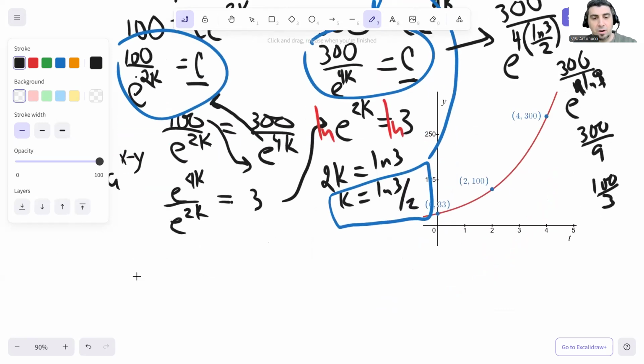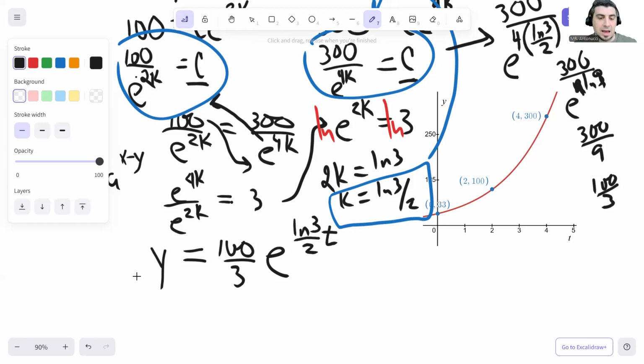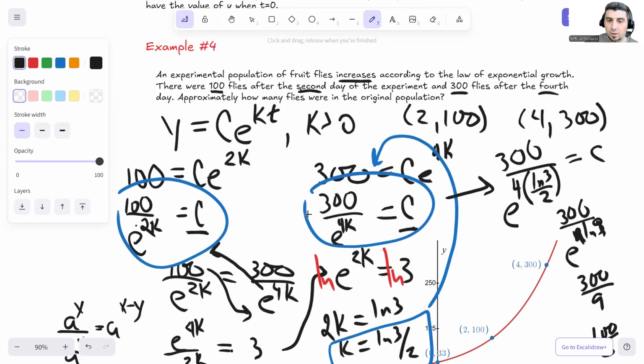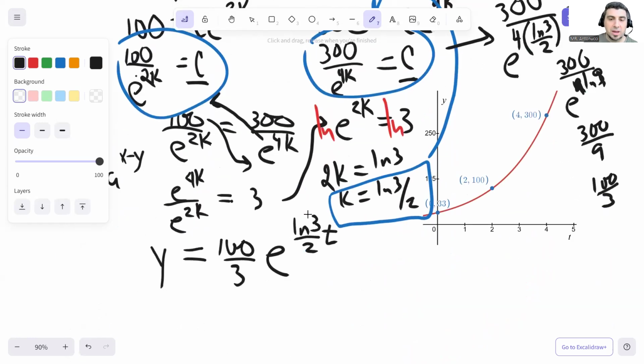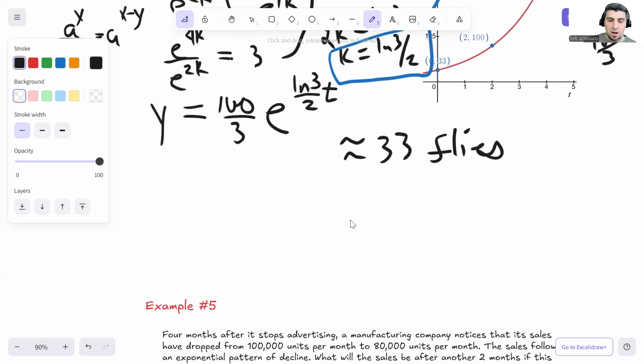So now we have our equation, y equals 100 thirds e to the natural log of 3 over 2 t. That would be our equation. And now we know the initial population had approximately 33 flies, just to get back to answering the original question. Okie doke. All right, next one.